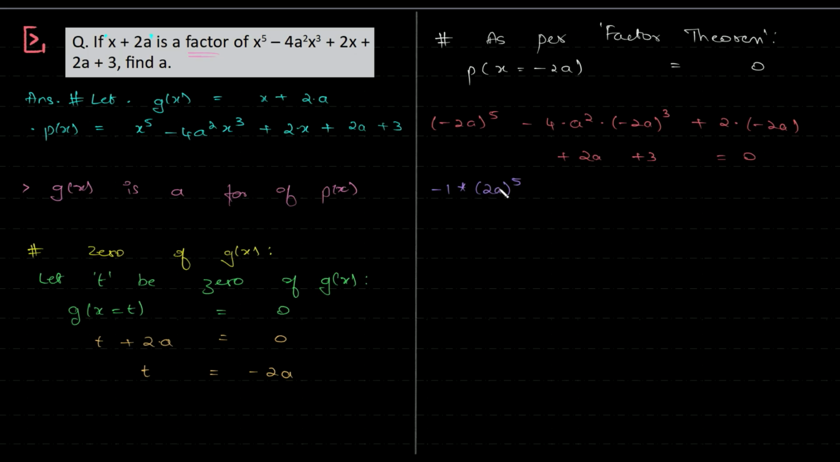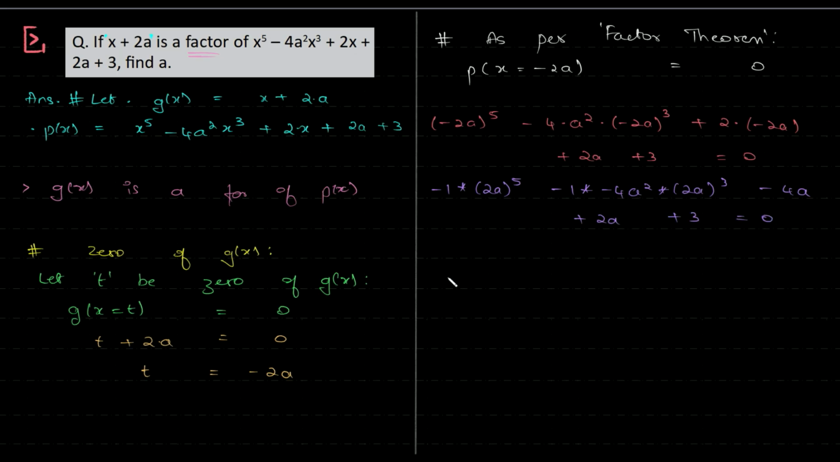Again, this is an extra step I'm doing so that the concept is very clear. The steps should not be missed out, so this line of thinking should be there. Next, a negative expression to the power of odd again, so you'll get a negative from this. Negative into negative is positive. If you want, you can write it as negative 1 into negative 4a squared into 2a the whole cube, plus 2 into minus 2a, which is minus 4a, plus 2a plus 3 is equal to 0.